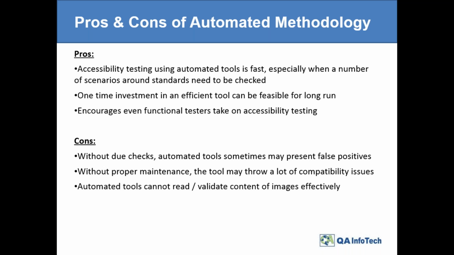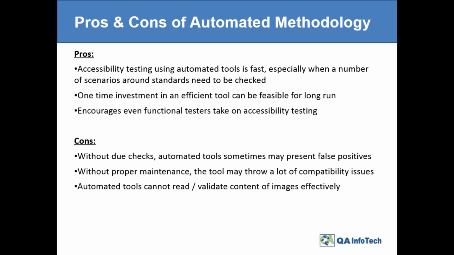Also, the one-time investment in an efficient tool can be feasible in the long run. If your organization purchases an automated accessibility tool and effectively discovers the accessibility defects to reduce the manual effort, that is very beneficial in terms of budget. However, an automated tool is not capable of uncovering all the scenario-related defects. So this leads us to the cons of automated testing.